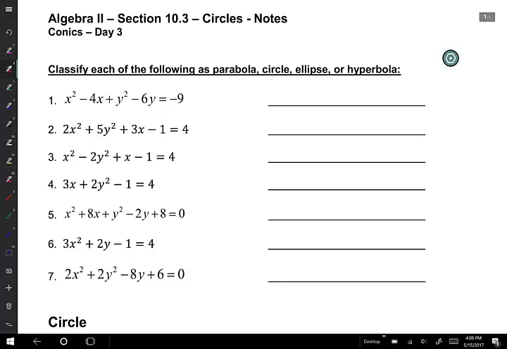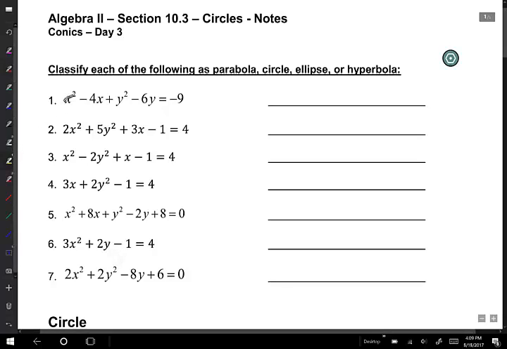In section 3, we're going to be talking about circles. As we begin this, we're going to review classifying conics. So we're going to classify these 7 different conics. Our first one, I'm going to highlight the important things to focus on.